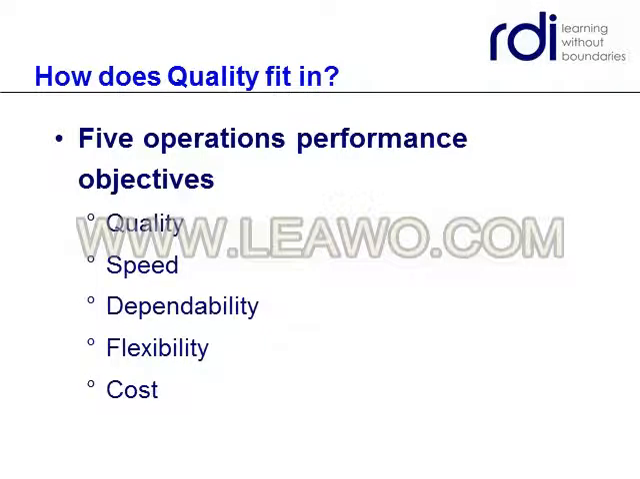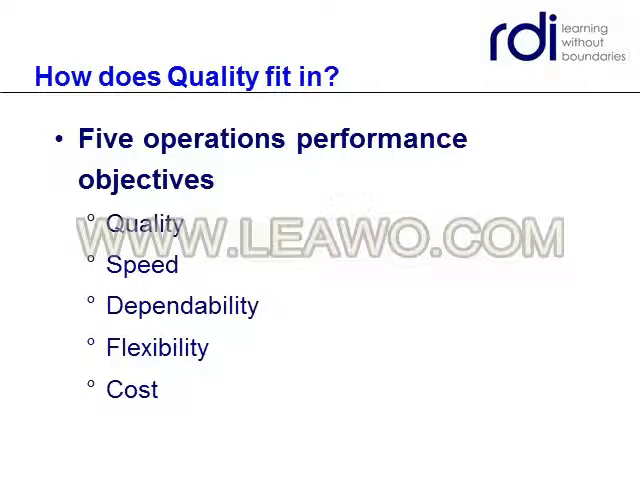This brings us on to the issue of quality, which is fully discussed in the iLearn material. In fact, Slack lists 5 operations performance objectives, of which the first is quality. Quality means providing the customer, and especially the final consumer, with the product they want to the standard they expect. Speed means that the product should be delivered as quickly as the customer requires it.